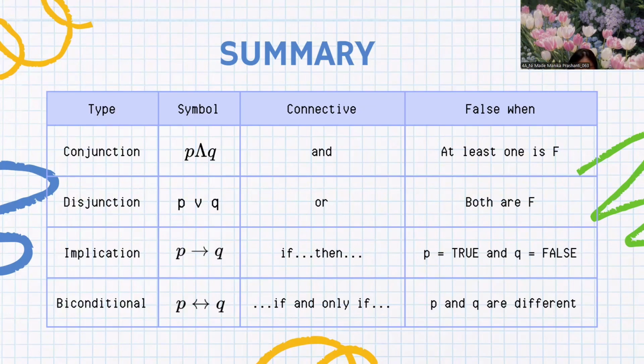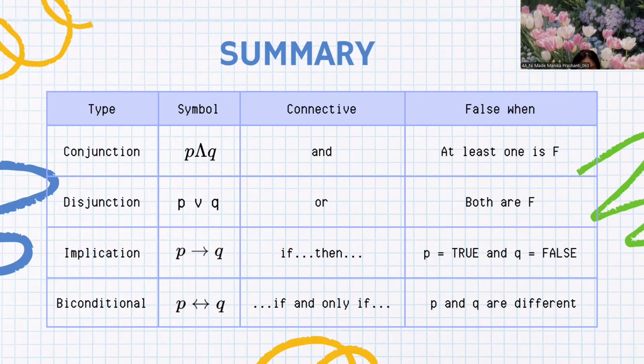Second, disjunction, symbolized by P or Q, with the connective OR. It is only false when both statements are false. Third is implication, symbolized by P right arrow Q. It reads: if blah blah blah, then blah blah blah. When is it false? Only when the first part P is true, but the second part Q is false.